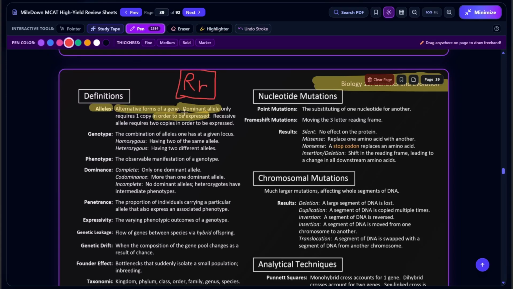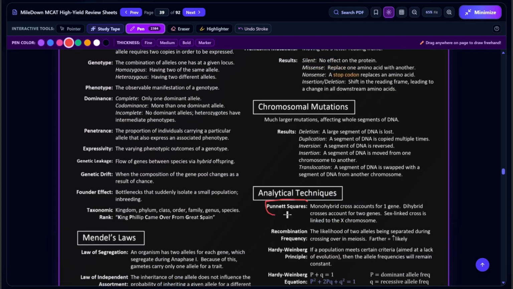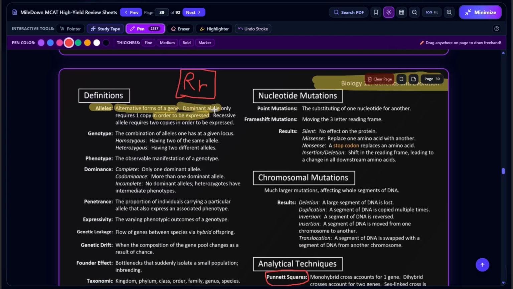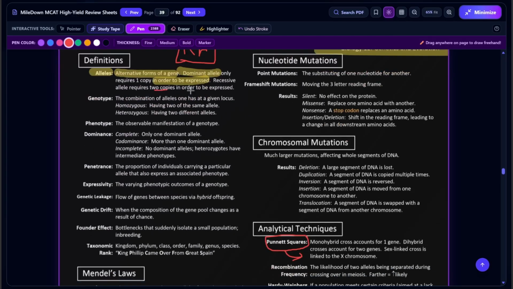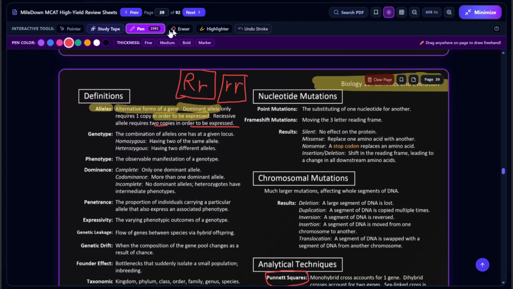If you remember your Punnett squares, this is involved in it, but that's just one small section of an analytical technique as you see it here. A recessive allele requires two copies in order to be expressed, so you would have to have rr like this in order to be expressed. That's why it's recessive. That's a definition of it.